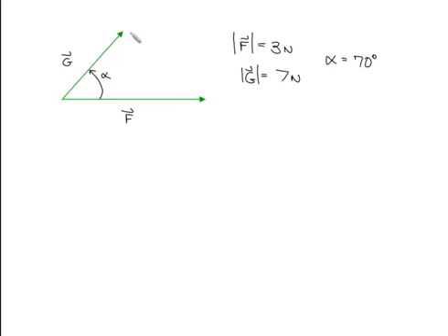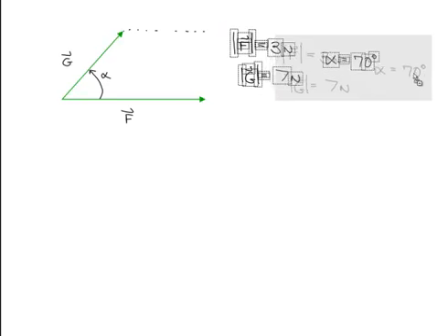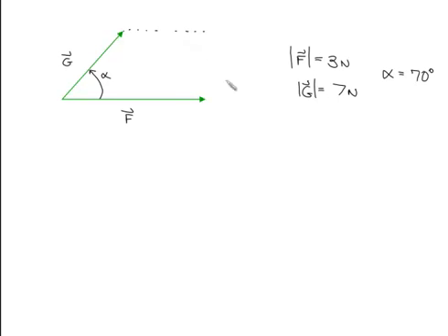And so what happens is, if we go tip to tail or we do the parallelogram method, our resultant is going to be over here. And what we're interested in is the magnitude of the resultant and the direction of the resultant. The direction of the resultant is going to be this angle here, which we'll call theta. So alpha is the angle between the two vectors, but theta is the direction for the resultant, which I'll call r.